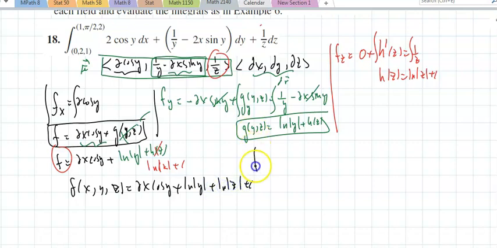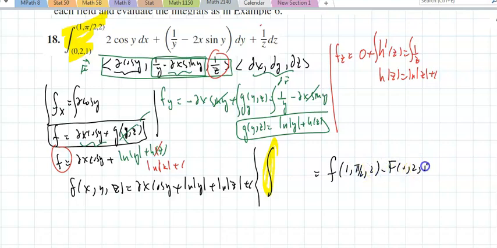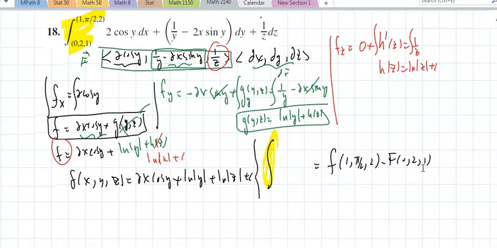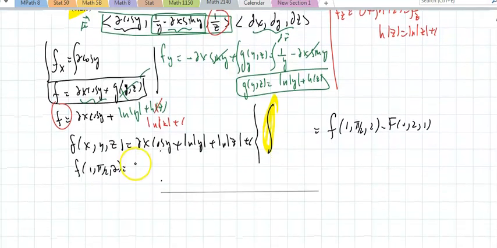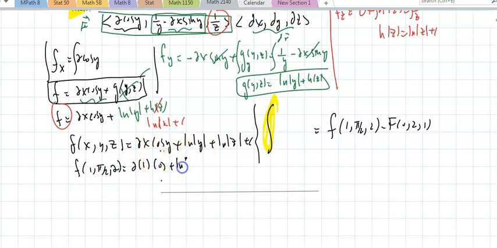And I know that this integral up there is going to simply equal f of 1, pi over 2, 1 minus f of 0, 1, 1 by the fundamental theorem of line integrals. That would equal 2 times 1 cosine of pi over 2, which is 0, plus natural log of pi over 2 plus natural log of 2.